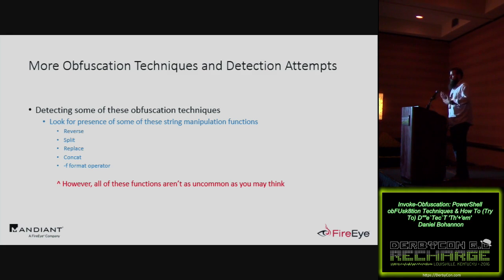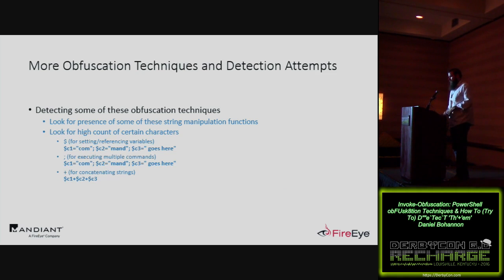For us, since the detection mechanisms that we put into place have to scale to all of our clients, it becomes a bit trickier. But again, you can start to look for these operators. You can look for high counts of certain characters, like how many dollar signs would you expect to see if you're using variables to chop up a command, or how many semicolons would you see if you're doing a lot of commands in a row on a single command line, or pluses for concatenating strings. Well, keep in mind there's always a way to do it differently.